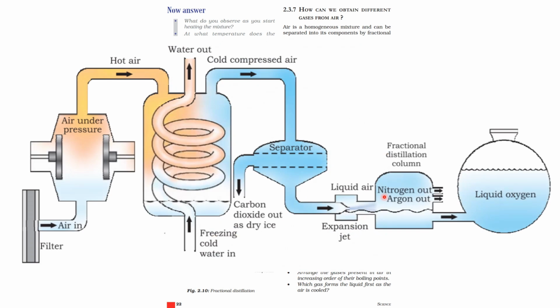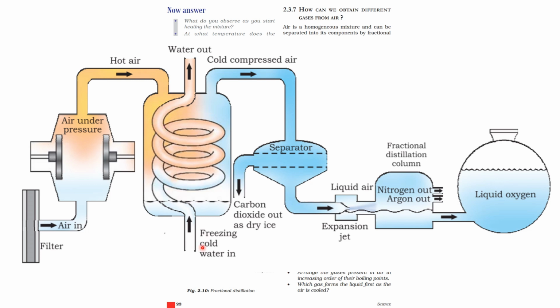So here, let's begin stage by stage. First stage, what happens here? What we know is that air needs to be filtered. Air is first passed through the filter to remove impurities like dust particles. So here we will get the clean air. The filtered air is passed through compressors and it is compressed to high pressure, around 200 atmospheres, using the piston.